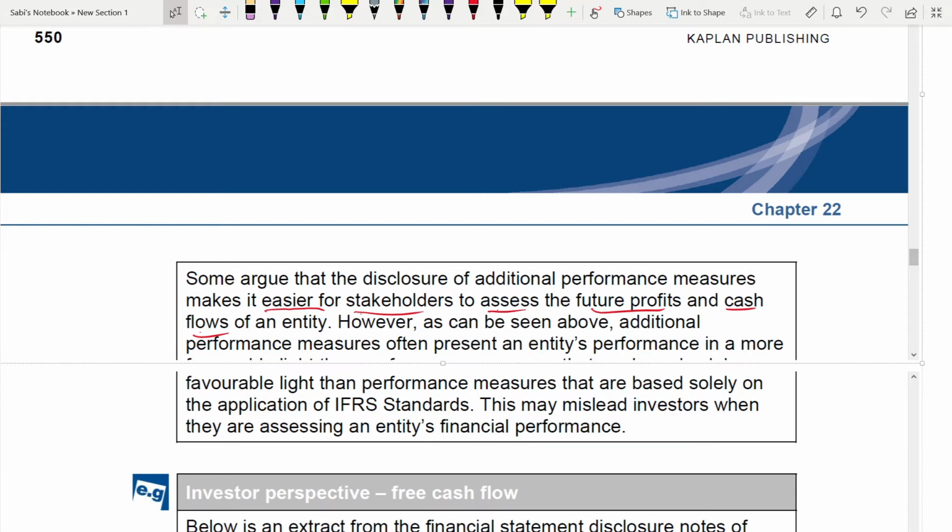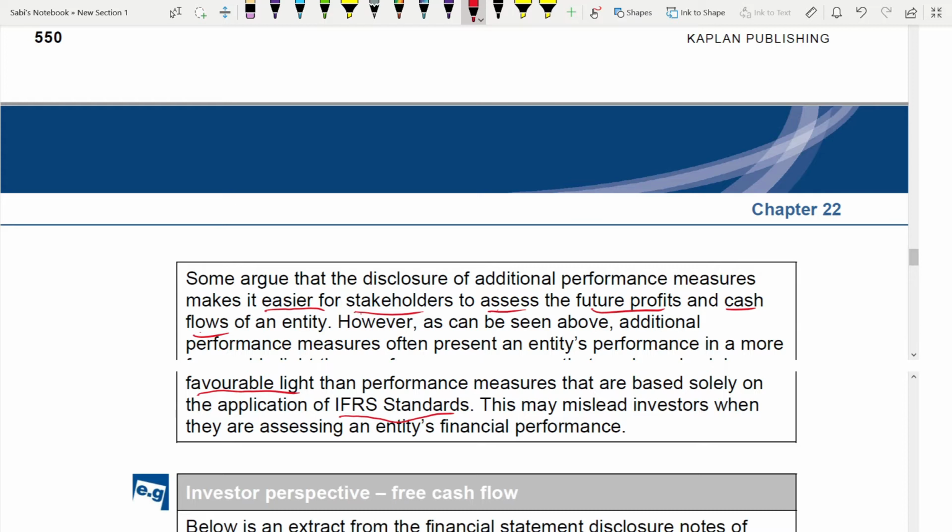That's the reason that when entities want to disclose additional performance measures, they often do it to show their company in a favorable position. Okay, so that's a disadvantage for the stakeholders who are assessing that company. They want to present it in a more favorable light than it would have been if you had prepared it under IFRS standard. If you had just given performance measures based on IFRS standard, because underlying profit is something which is not under IFRS standard. IFRS standard does not specify or define what is an underlying profit.